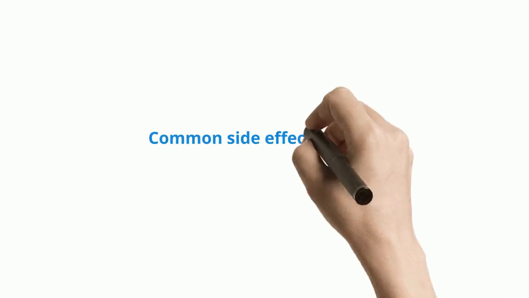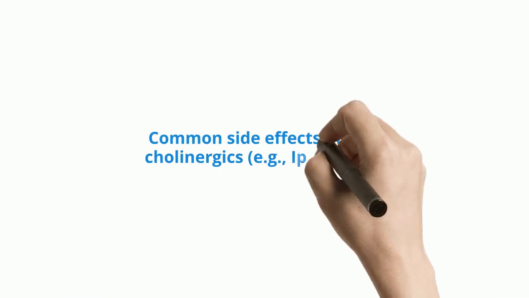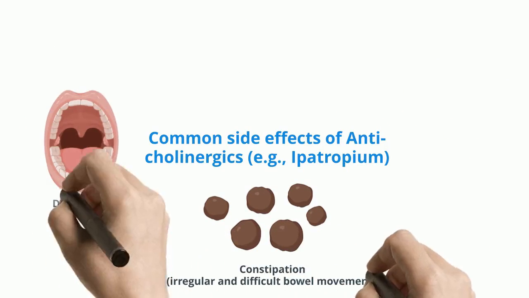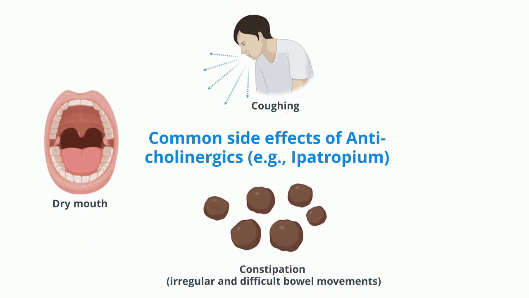The common side effects of anticholinergics such as ipratropium include constipation or irregular and difficult bowel movements, dry mouth, coughing, and headaches.